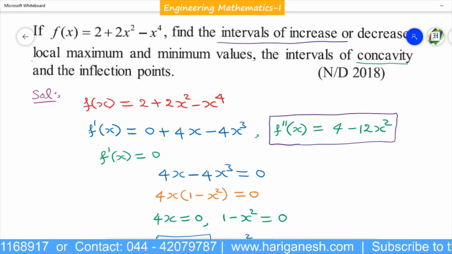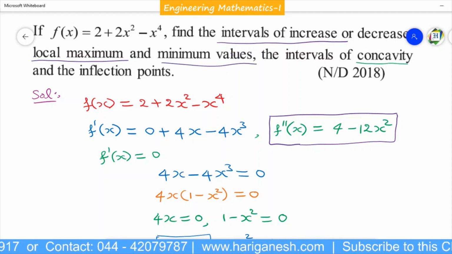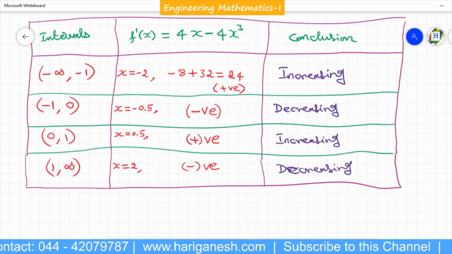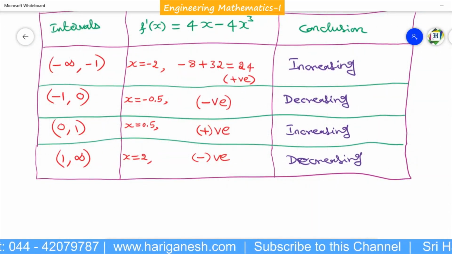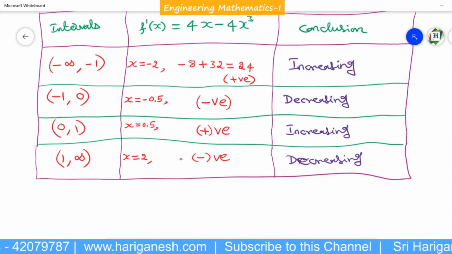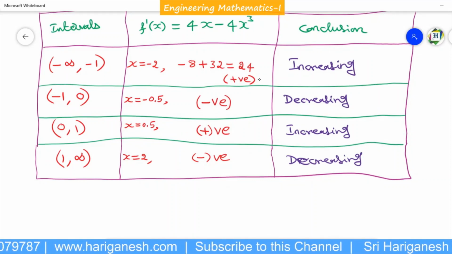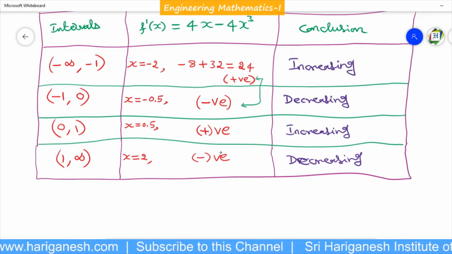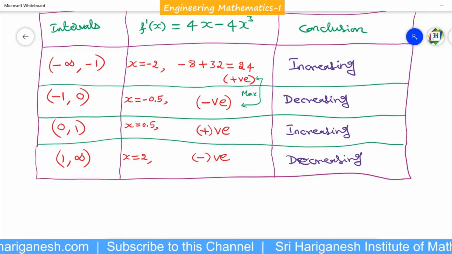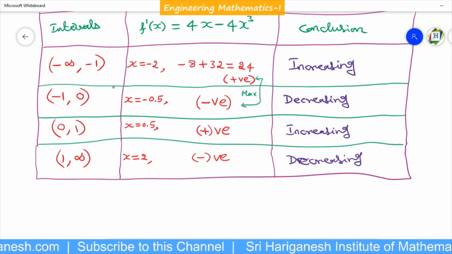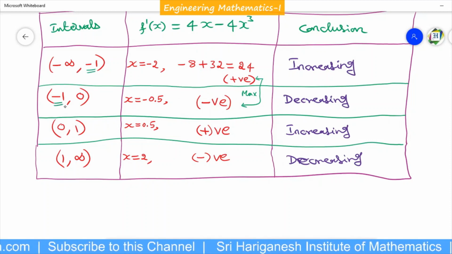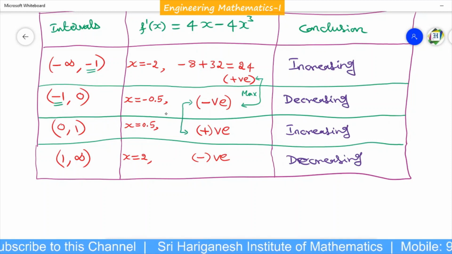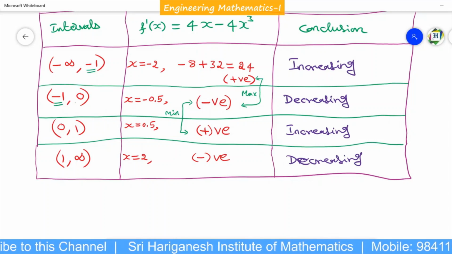So the next question is to find the local maximum and minimum values. For this I can apply the first derivative test. In the first derivative test, already I told you, if f dash of x changes from positive to negative, it is maxima. Here maxima at minus 1. Next, negative to positive, so it is minimum at x equal to 0.